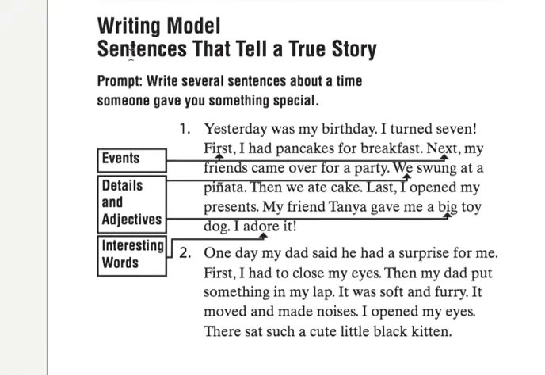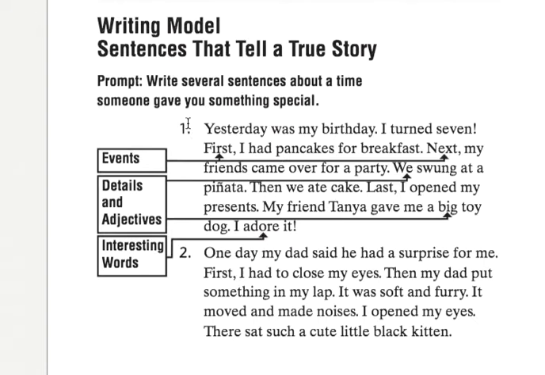So here's the writing model, and there are 2 different paragraphs. Our first paragraph has the examples already pointed out for us. And I'm going to read it to you. It says, yesterday was my birthday. I turned 7. First, I had pancakes for my breakfast. Next, my friends came over for a party. We swung at a piñata. Then we ate cake. Last, I opened my presents. My friend Tanya gave me a big toy dog. I adore it.